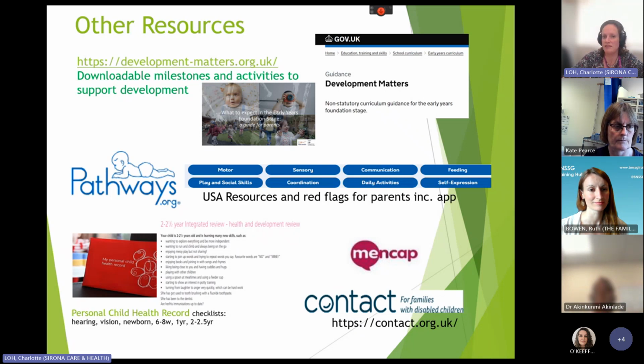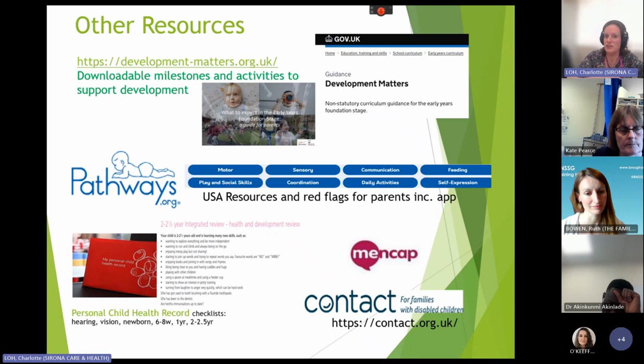So if you've got a worried parent and there's minor delays in one area, this is the sort of resource that can help them to support their child. I actually think that the one in America called pathways.org is probably a little bit easier to navigate for parents. They've also got an app, and it has red flags for when a parent should be asking for referral.